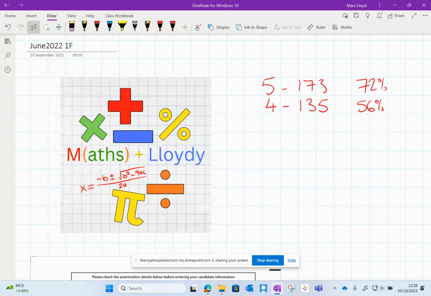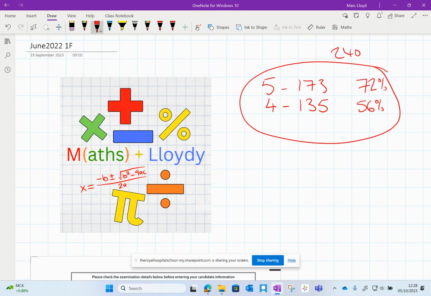This is paper 1. And I thought, right, if you're going to follow me throughout all 3 of these Foundation papers, we'll look at these key values. So for a 5, we need 173. This is out of the 240 because Edexcel is out of 80 marks. And then we need 135, 56% for grade 4.